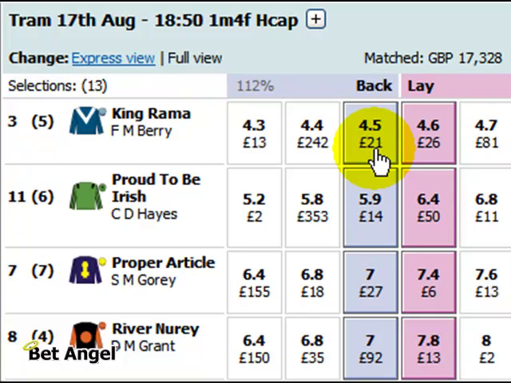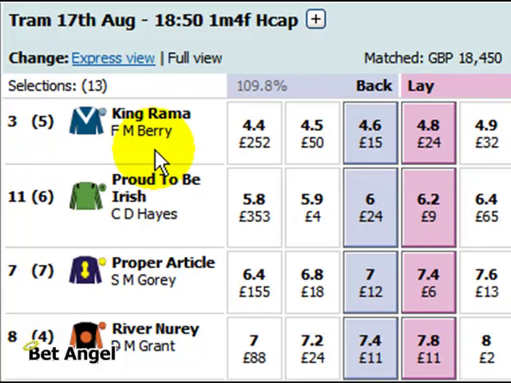If we look at this market, this is an Irish horse race that's going off in about 20 minutes' time. I haven't picked on this for any particular reason, just for demonstration purposes. But if we have a look at this, we can see that King Rama is the favourite in this particular race. King Rama is priced at 4.5.